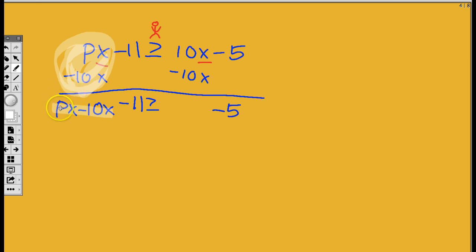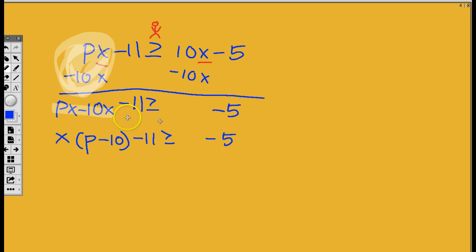Well, let's think in terms of what can we divide from both px and negative 10x. We can divide both. Oh my goodness, you guys are so great. Yeah, we can divide x from px and we can divide 10x by x. So what that means is I'm going to pull out my x. And when I pull out my x, px divided by x is going to be p, and negative 10x divided by x is going to be negative 10. So then don't forget the negative 11 and the negative 5.